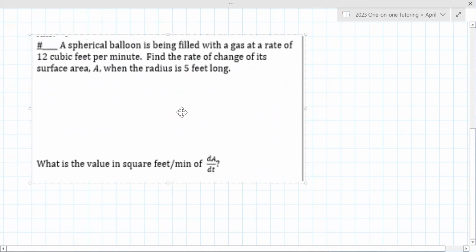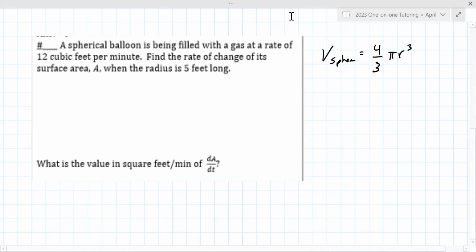All right. A spherical balloon is filled with a gas at a rate of 12 cubic feet per minute. What is the formula for the volume of a sphere? 4/3 pi r cubed. Yes, very good. It's filled with a gas at a rate of 12 cubic feet per minute. The units tell you which one it's for. Because it's cubic feet per minute, that's V prime. Because cubic feet is volume, per minute is a rate, that's V prime.